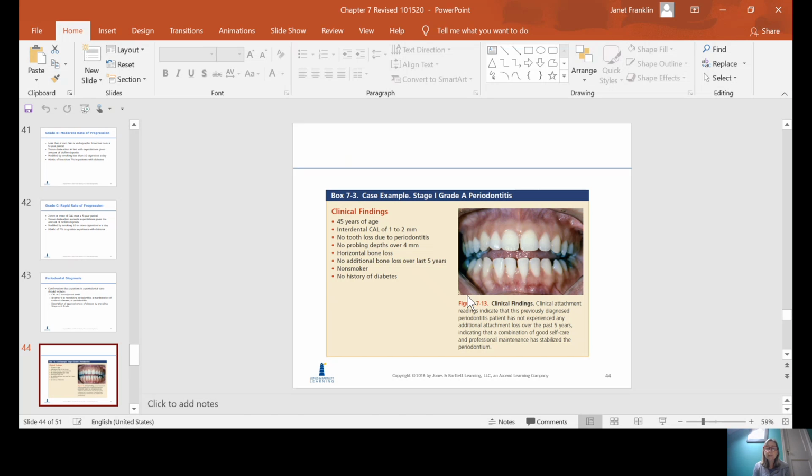So clinical findings, these are some examples. It says case example, stage 1, grade A periodontitis. This is what you might see on a patient that has a stage 1, grade A periodontitis. So this patient has interdental clinical attachment loss. If you open your textbook to page 135, you can take each of these clinical findings and pinpoint them on the chart. This is the same chart that we have available for you to use in clinic. So when you're in clinic and you're going to stage and grade a patient, you're going to want to get this chart.